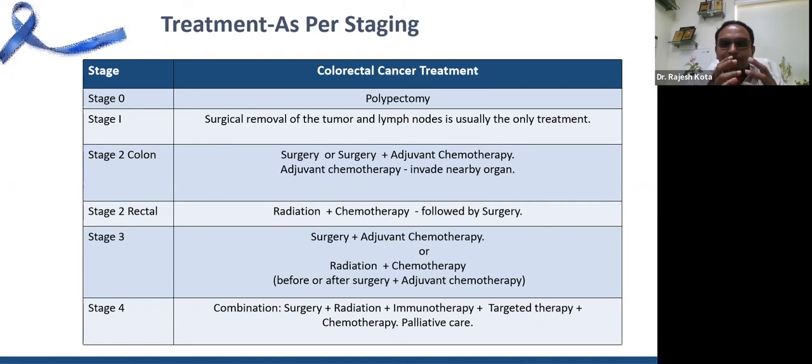Sometimes, for some patients, even with stage 4 disease, we can try to cure the disease if the number of metastases is small, that is, if only 1 or 2 lesions are there in the liver. Lesion meaning if the cancer that has spread to the liver is concentrated in 1 site or 2 sites, we can try to remove that also surgically. So very few stage 4 colorectal cancers can be attempted to cure by surgery or radiation. So this is the brief treatment as per the stage.